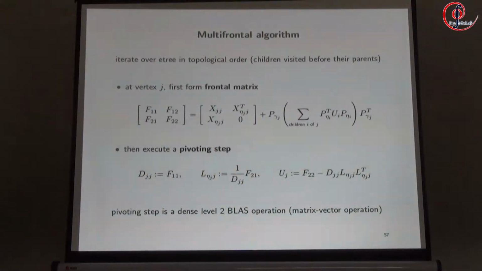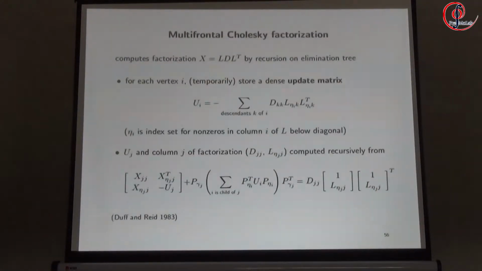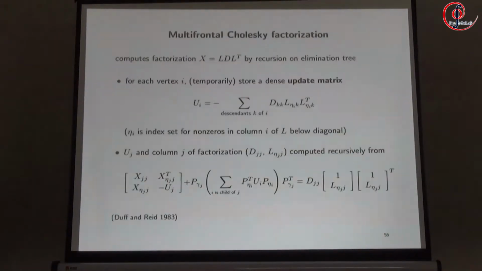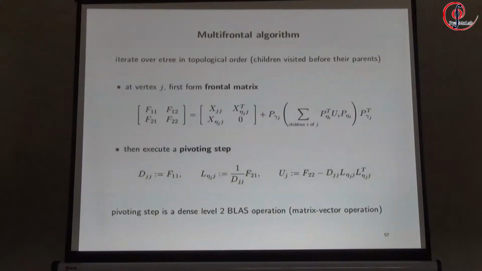And then you finish with vertex J, and then you can actually delete the update matrices for its children because you don't need them anymore. So at each iteration you do a column of the factorization, and you get a new update matrix that then you pass through the parent of the vertex. So that's the multifrontal algorithm.